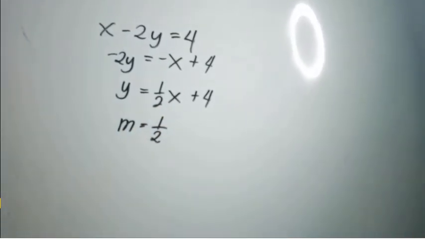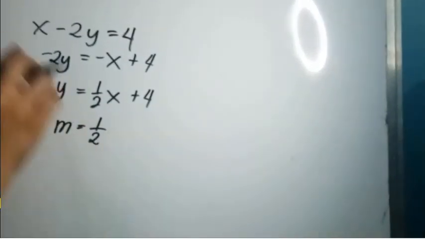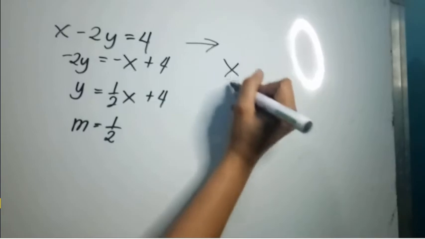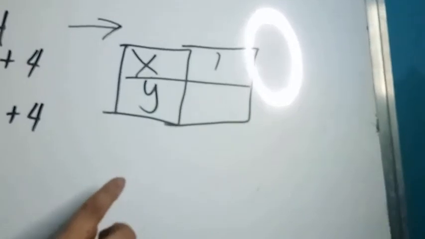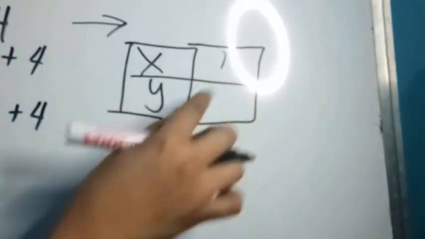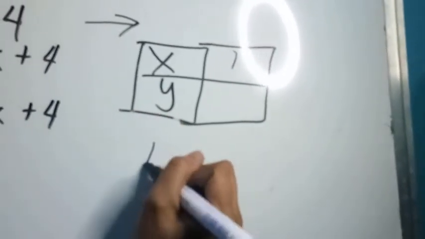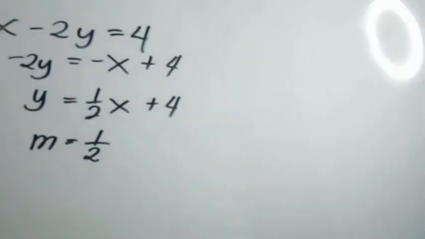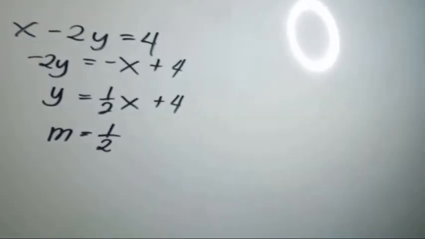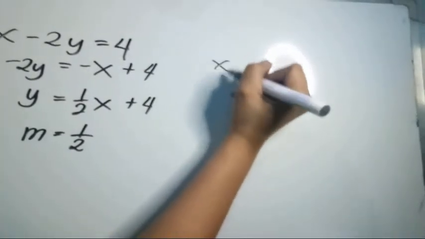Then, let us have a point. We're going to have a table of values to get one point. By the given equation, let us have x and y. Let x be equal to 1. Then we substitute the x value, which is 1, in the given equation, and find the value of y. So we have 1 minus 2y is equal to 4. Now we're going to have a table of values to find a point that the line is passing through. So we have x and y.